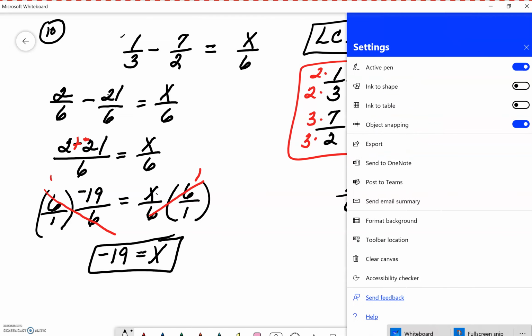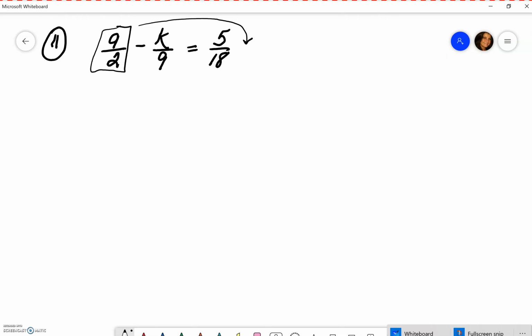All right, let's move over to number 11. So if I have 9 over 2 minus k over 9 equals 5 over 18. Well, the first thing we need to do is get this fraction here and move it over to this side. So we would have to subtract it out. What we do to one side, we must do to the other. So I'm going to rewrite it as negative k over 9 equals 5 over 18, and then it's minus 9 over 2 on this side now.